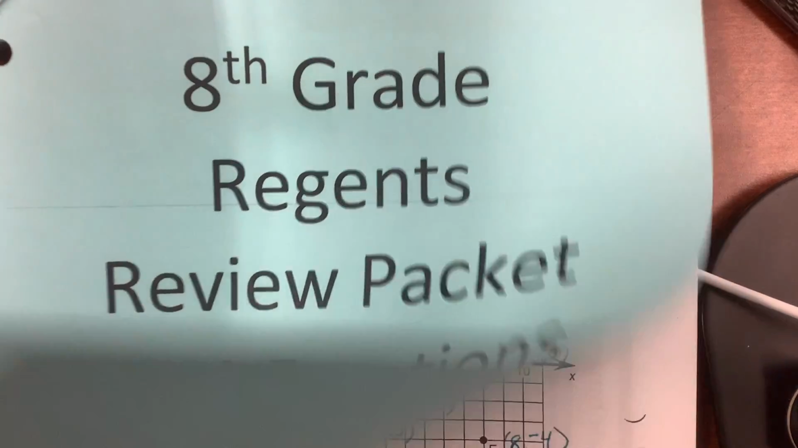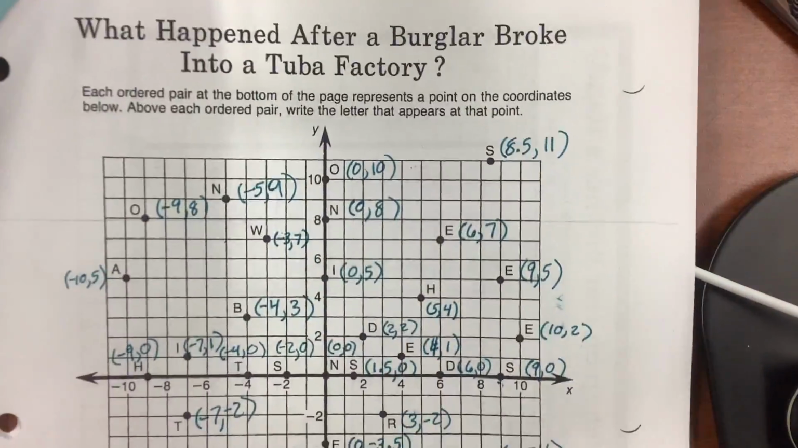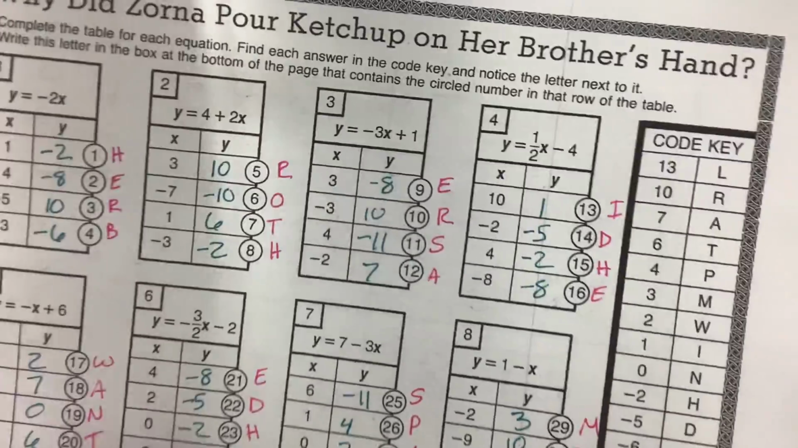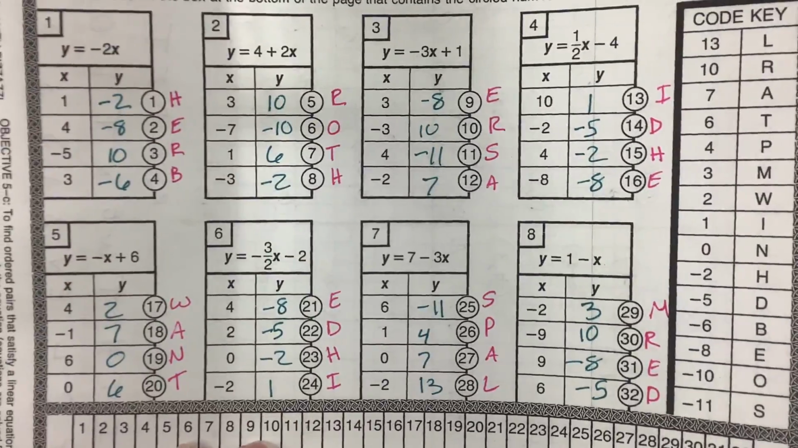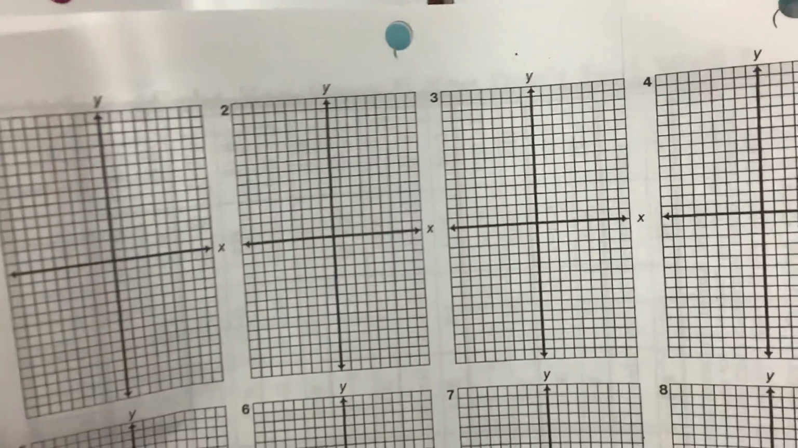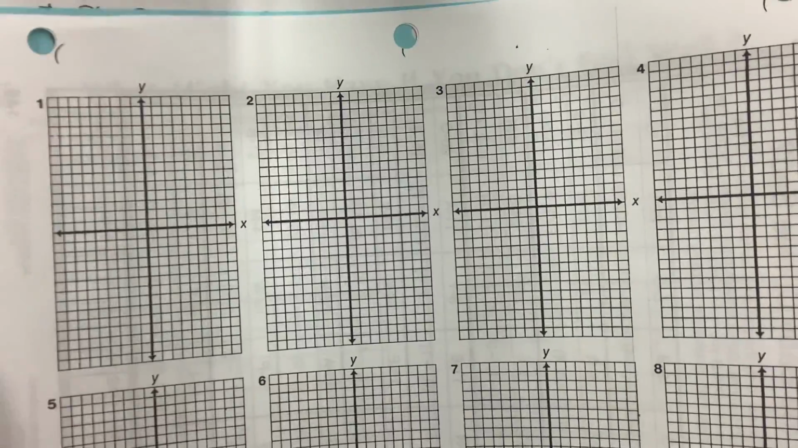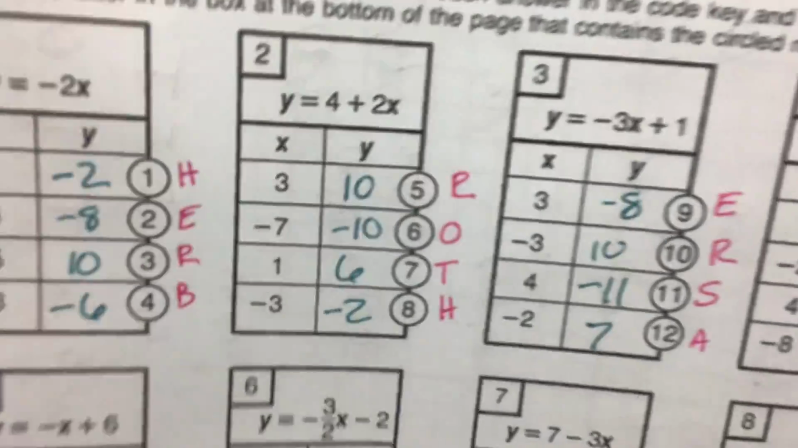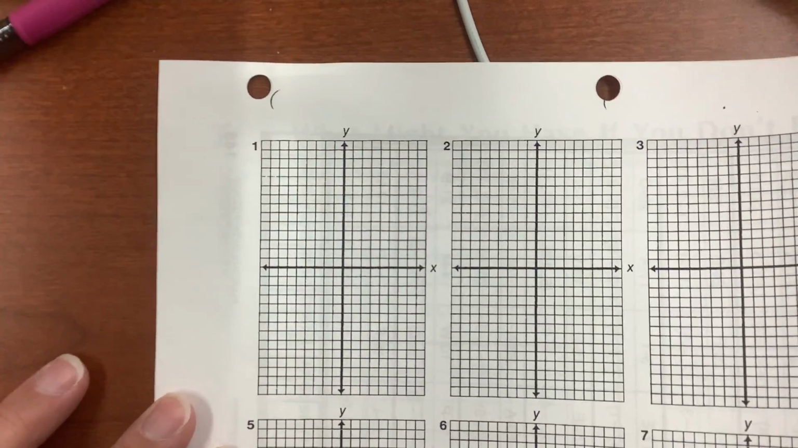So, we graphed points and we did a function table, and now we're going to use the information from the function table to graph some lines. I am going to keep my packet open so I can see the function tables and the graph paper at the same time. Okay? So let's take a look at the graph paper.